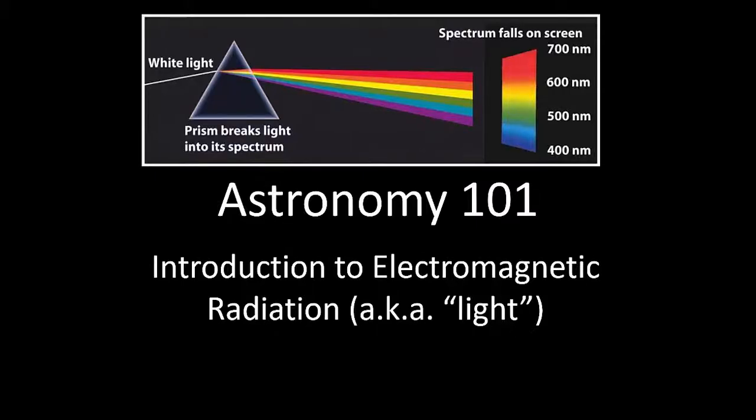This is an introduction to electromagnetic radiation, which is also known as light. I tend to use the term light to refer to all electromagnetic radiation, as some people do. Some people reserve the term light for the visible part of the spectrum. I call that visible light.